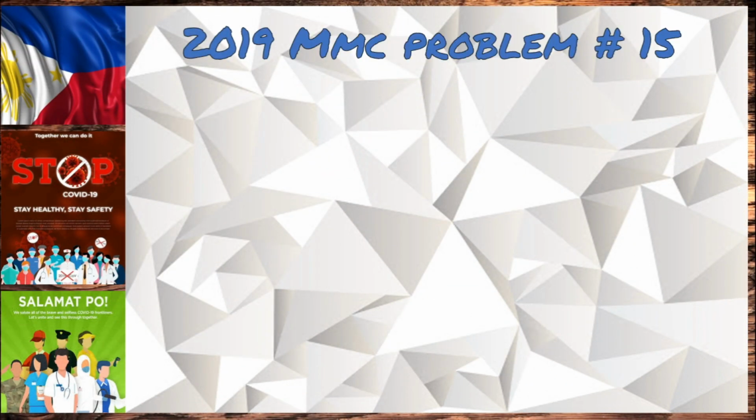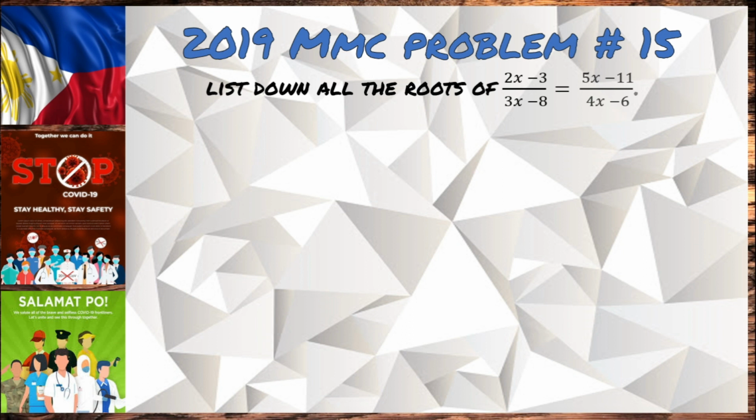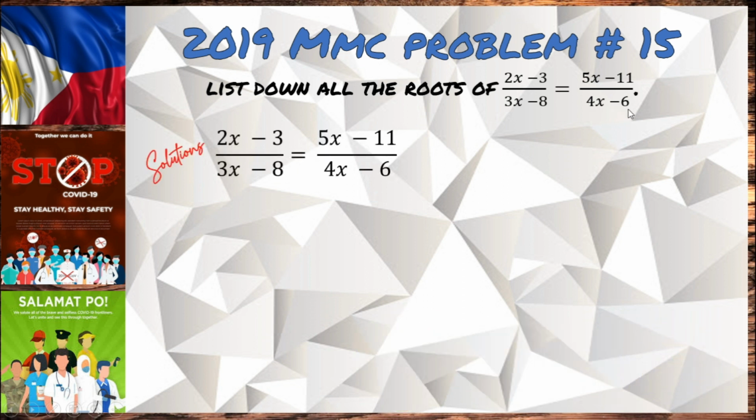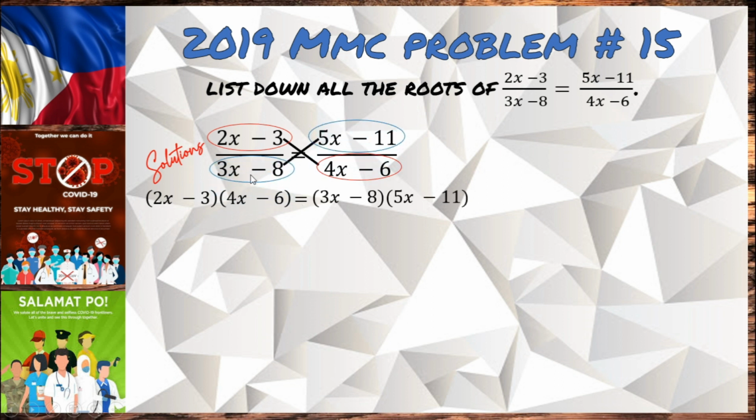Problem number 15. We are asked, list down all the roots of 2x minus 3 all over 3x minus 8 is equal to 5x minus 11 all over 4x minus 6. To solve this problem, we will use the cross multiplication process. First, of course, we multiply 2x minus 3 and 4x minus 6 is equal to, next, we multiply 3x minus 8 by 5x minus 11. So we will simplify this equation by applying the FOIL method.